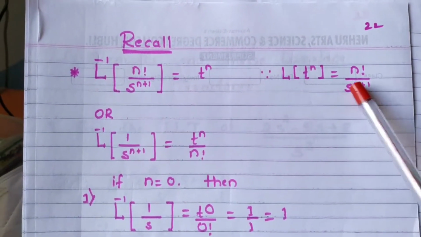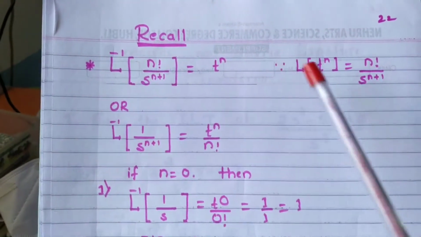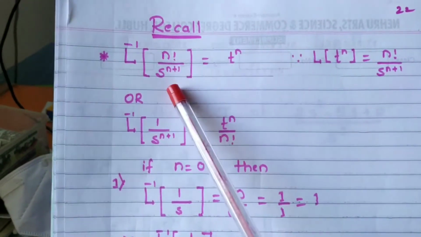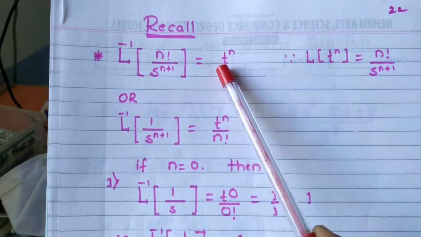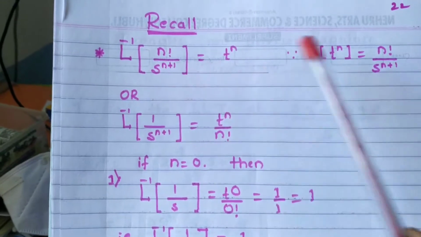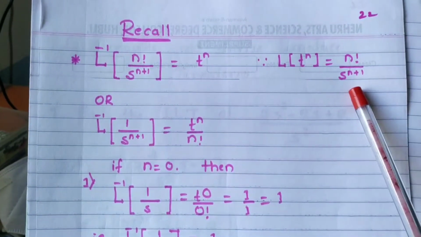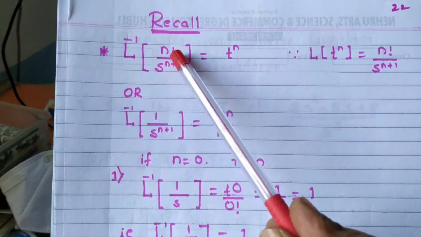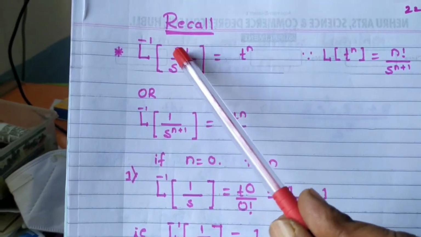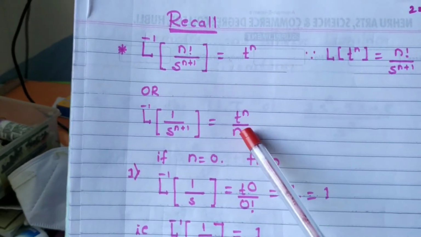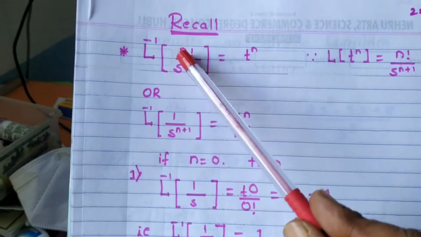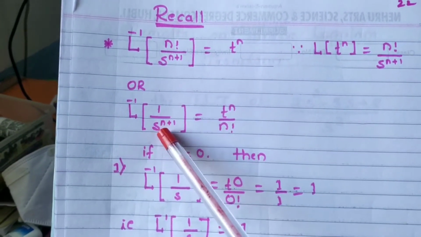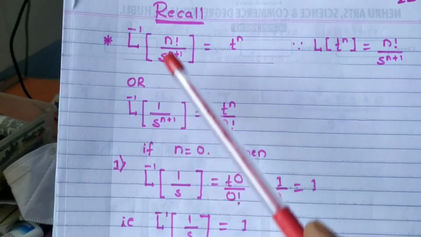1. So in terms of inverse, you can write L inverse of n factorial divided by s raised to n plus 1 is t raised to n. Why is it so? Because L of t raised to n is n factorial divided by s raised to n plus 1. The n factorial is a constant, you may transfer it to the right hand side. So the result may be alternately written as L inverse of 1 divided by s raised to n plus 1 equal to t raised to n by n factorial also.